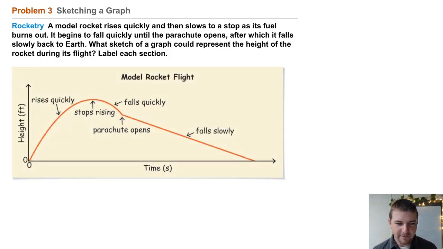So here we see a graph that seems to be rising quickly. It doesn't rise quite at a linear rate because gravity slows it down more and more until it finally stops rising at the peak of the graph. And then it begins to fall, also accelerating due to gravity, but at some point the parachute opens. And then we get a slower linear descent back down to Earth.